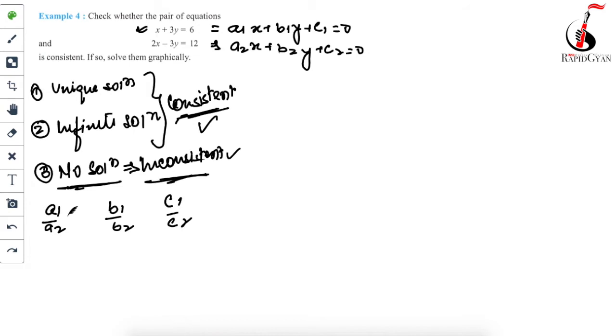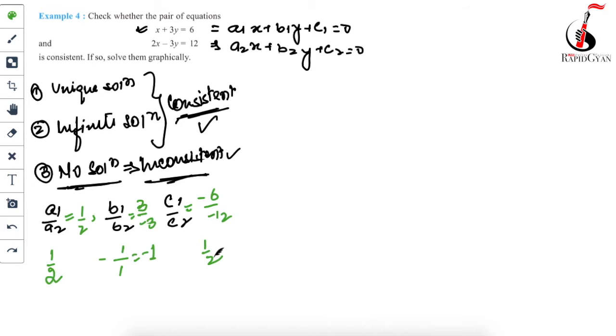So what will be the value of a1 upon a2 in this case? See here, a1 is 1, so this is 1 upon 2. Very simple. What is the value of b1 upon b2? b1 upon b2 is plus 3 upon minus 3. And c1 upon c2: if both come to this side, this will become minus 6 upon minus 12, which if I solve further, I will get 1 by 2. Here I will get 1 upon minus 1, which is equal to minus 1, and here I will get 1 upon 2. Correct?